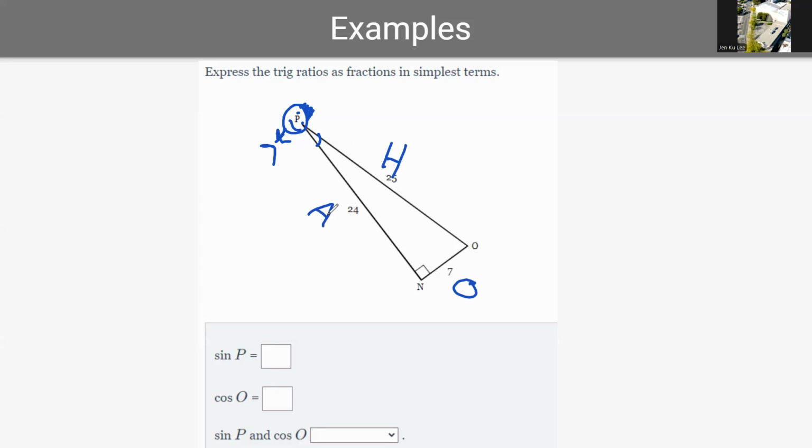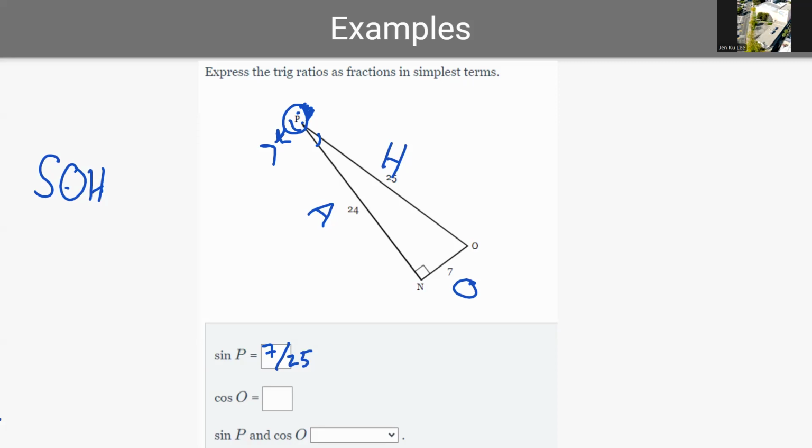Okay? So in order for me to get the sine of P, and we need it in simplest form, we're going to go sine is SOH, right? SOH CAH TOA. So if you know the letters are going to be O, H, and A, the only way I can write sine is S-O-H, right? So I know it's going to be opposite over hypotenuse. So opposite side is 7 over hypotenuse, which is 25. So that's the ratio of sine of P. Okay? So that's the viewpoint of angle P.